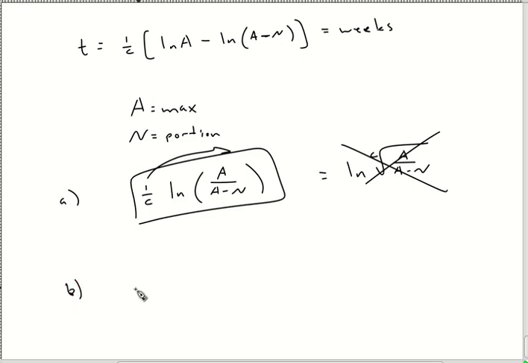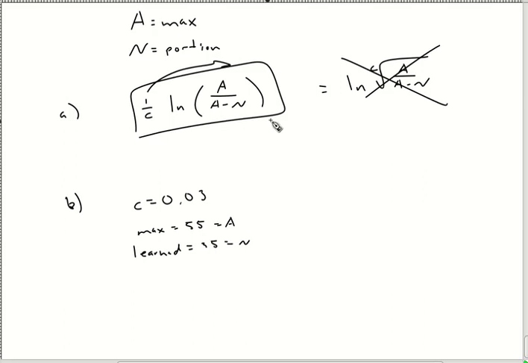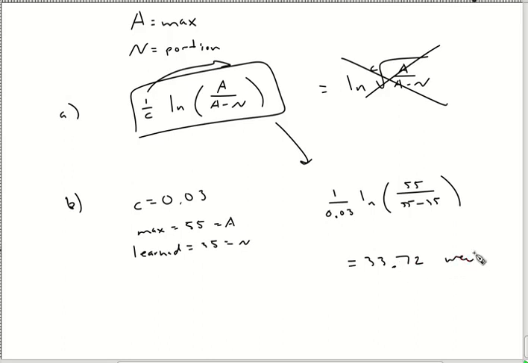Sometimes you just don't know where to stop, right? Well, same here. Part B says that C is equal to 0.03. And then it says the maximum is 55, and the portion learned is 35. And so this is your N, this is your A, and there's your C, and you plug them all in and you get an answer. So 1 over the 0.03 ln of the 55 all over 55 minus 35. So that's going to be just a 20 in the bottom. And I got 33.72 weeks. And they round it to 34, and there you go. 34 is your final answer there.